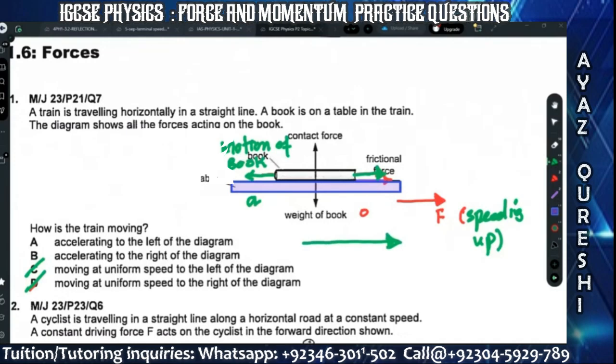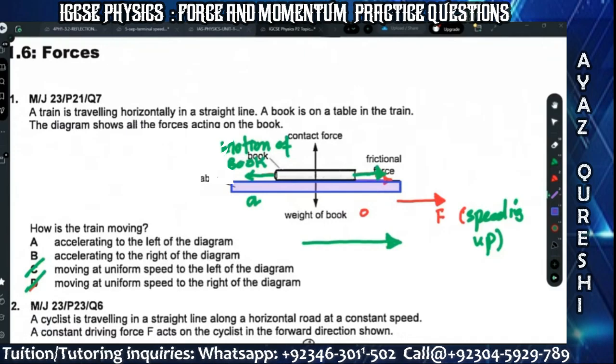That is why the book is moving backward due to inertia, or you can say the book is trying to maintain its position because it does not have an engine, and friction opposes it by applying a force towards the right. So this was very tricky.